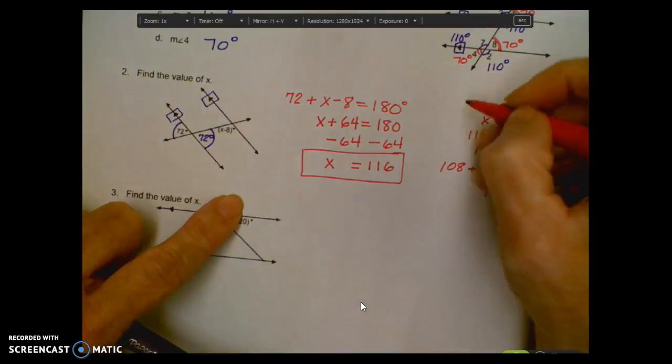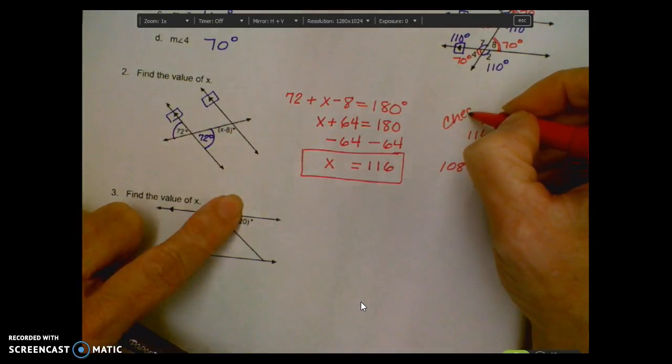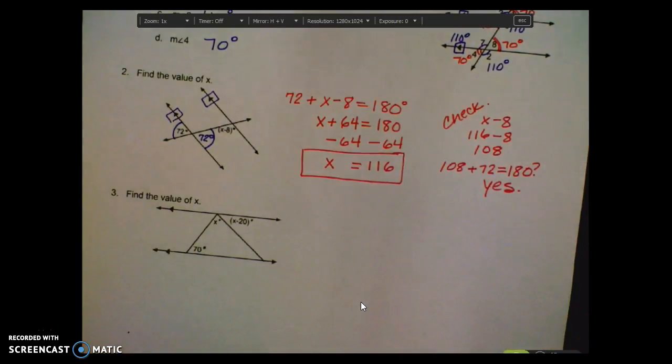And that's just the check over here on this side. You can check these to make sure that you're right. You don't have to, but it's a really wise idea if you do. All right, let's look at number 3 then. In number 3, we want to find the value of x.